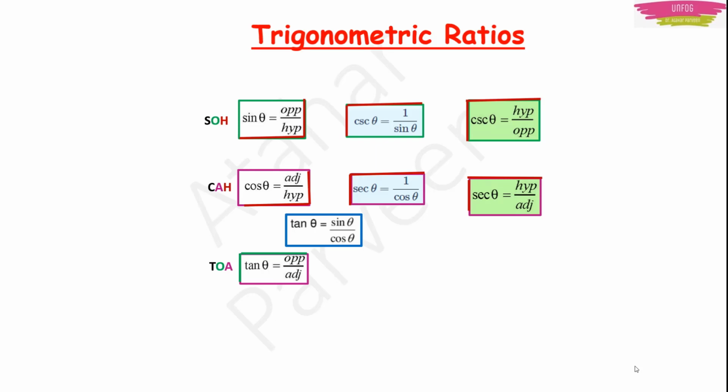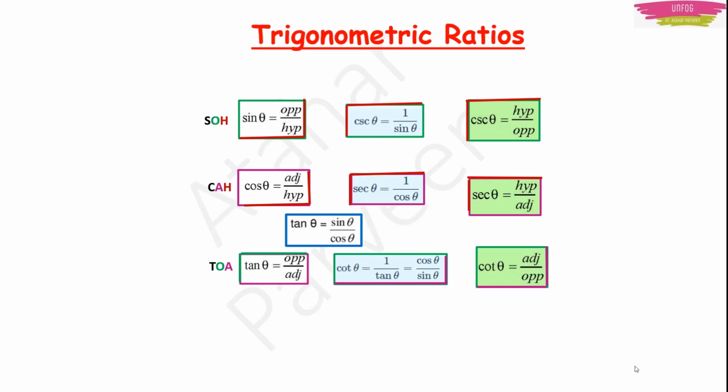There is another trigonometric ratio which is the reciprocal of tan theta. We call it cot theta. Now tan theta is equal to sine theta by cos theta, right? What will be cot theta? We said that it is the reciprocal of tan, right? So cot theta will be equal to cos theta by sine theta. If I want to write it in terms of sides, I will write it as adjacent side by opposite side.